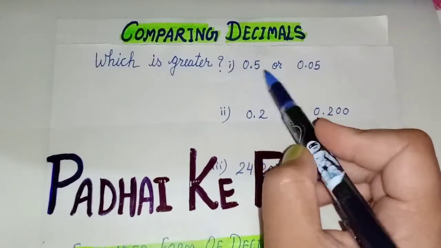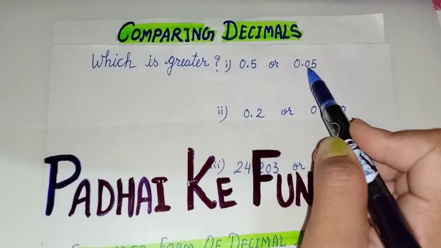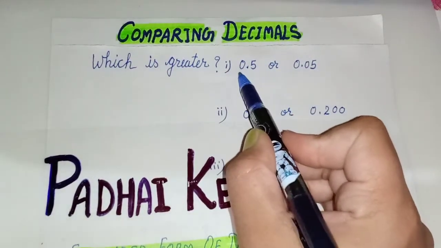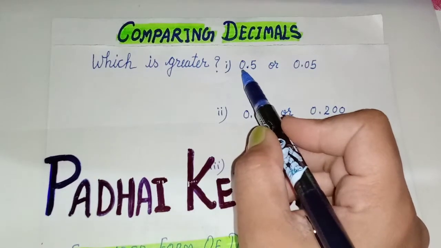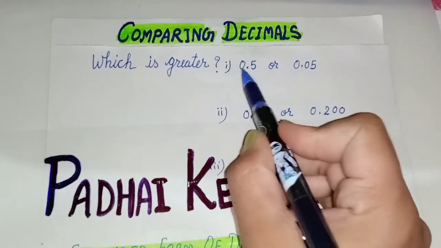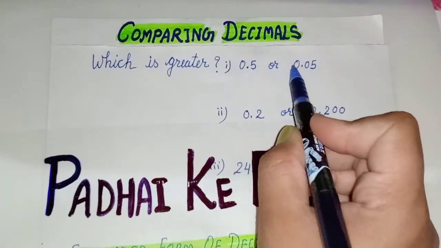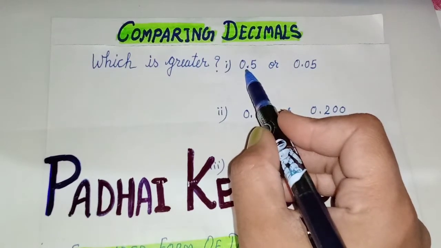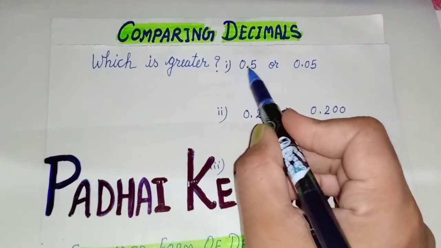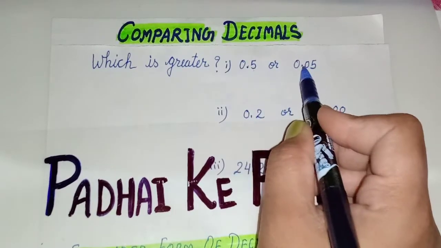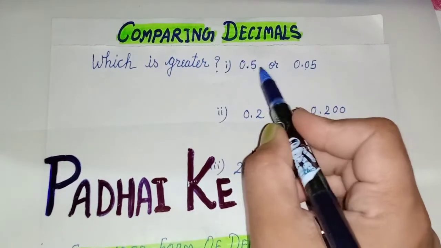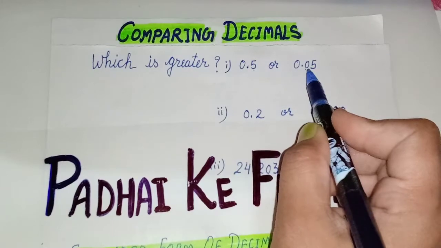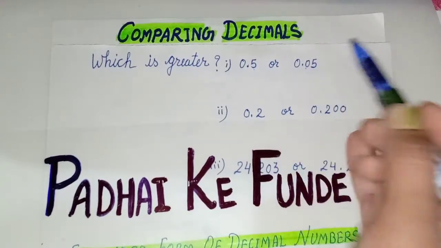Here we have the first number 0.5 and 0.05, and we have to compare them. How to compare? See here. First of all, we will compare the whole number, that is the number given before the decimal point. Before the decimal, in both the numbers we have 0, so in this aspect they are both the same. Now we start comparing the digits given after the decimal. The first place after the decimal is 5 here, and here the first place after the decimal is 0. So obviously 5 is greater than 0. By comparing the very first place after the decimal, we get that 0.5 is greater than 0.05.